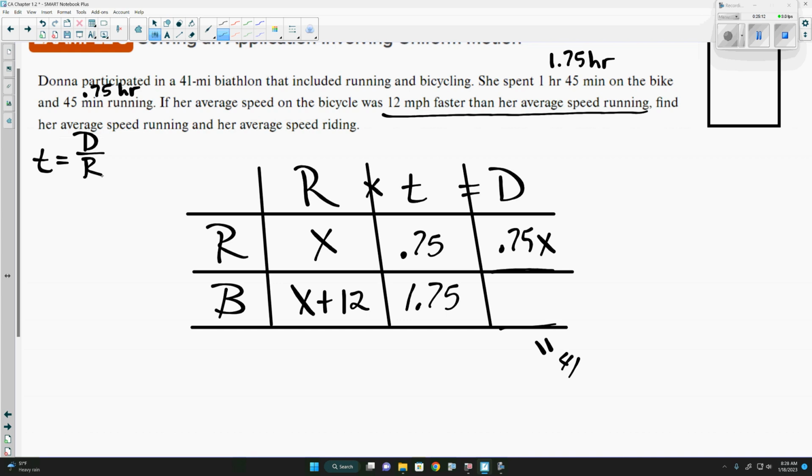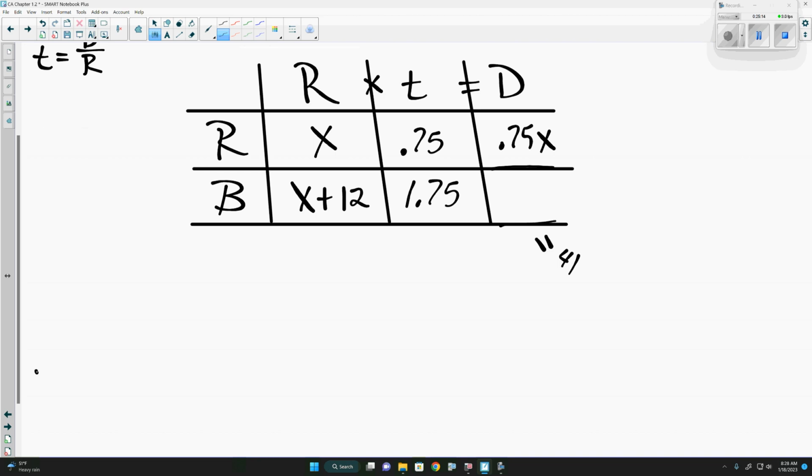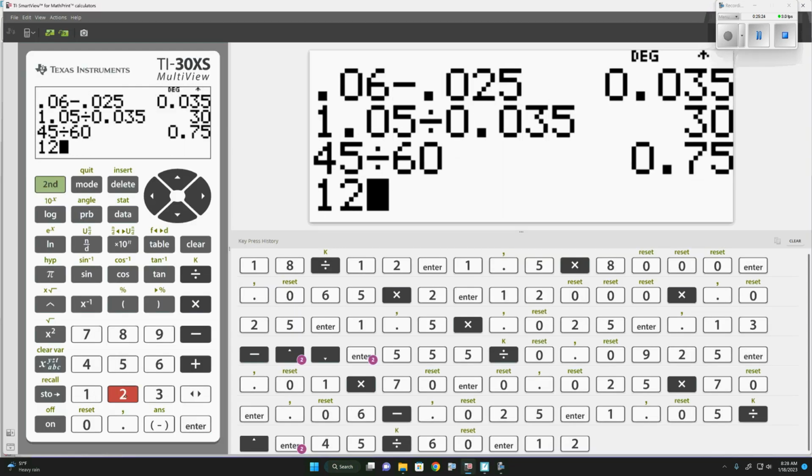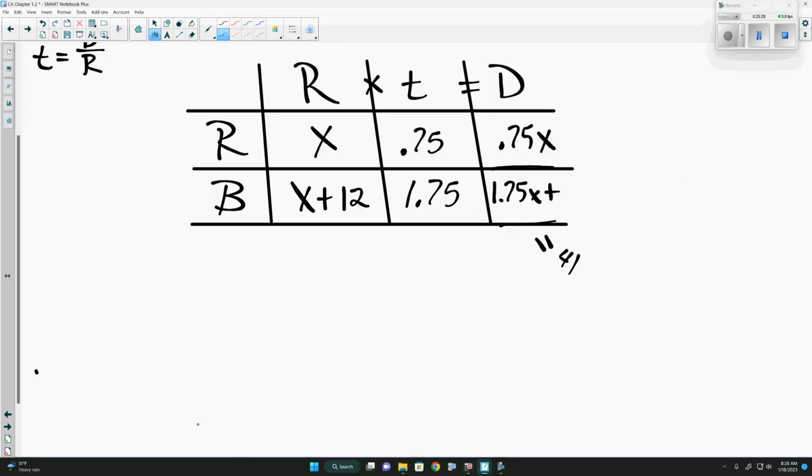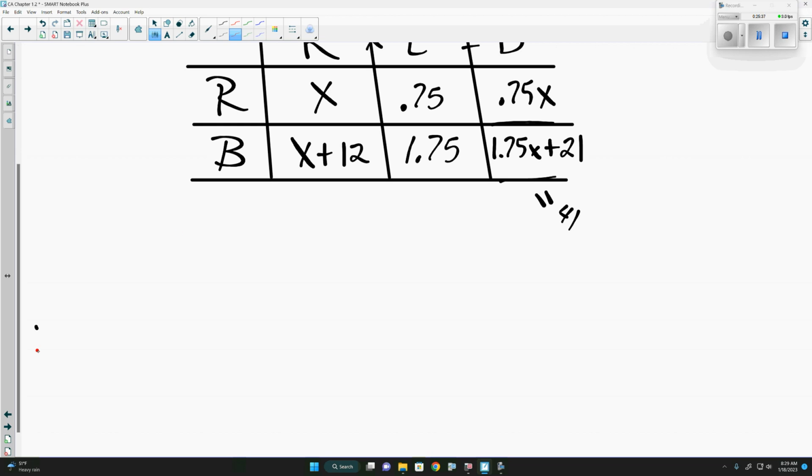Now for the bottom one, we can multiply those two together. And here we can go on and multiply them. We don't have to wait to the problem. Because we can say 1.75x plus, so 12 times 1.75 is 21. And as we've already stated, if we add these together, 0.75x plus 1.75x plus 21 should equal 41.